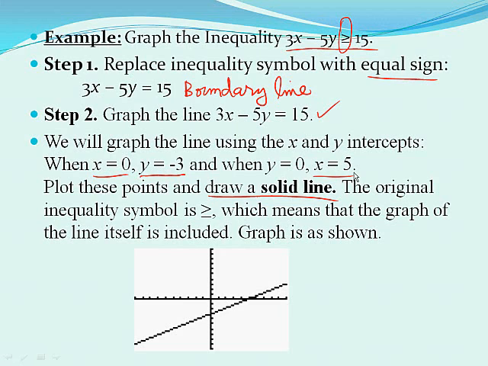So we get 2 points. One point will be 0, negative 3, which is plotted up here. And the other point will be 5, 0, that is plotted up here. So we are going to join these 2 points using a solid line. Again, a solid line is used because of the inequality being greater than or equal to.